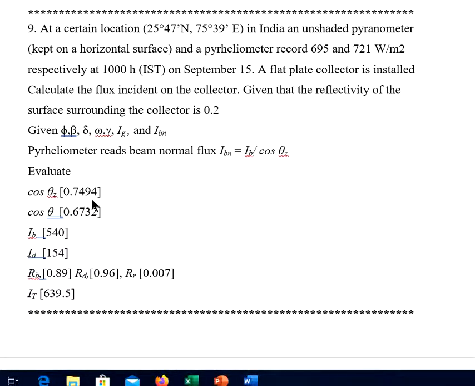This cos theta z comes out to be 0.7494. Then you find cos theta, which comes out to be 0.6732. Then IB by cos theta z, you know IBN and cos theta z, so you find IB. This IB comes out to be 540, and then you find ID, because IG minus IB is ID, that is 154. Once all these are known, you can find RB, RD, the tilt factor for beam radiation, tilt factor for diffuse radiation, and tilt factor for reflected radiation, and using these you can find IT.